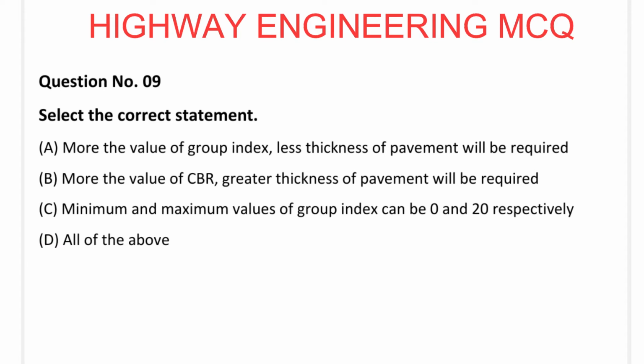So next statement, pick up the correct statement. Option A, more the value of group index, less thickness of pavement will be required; and option B, more the value of CBR, greater thickness of pavement will be required. Option C, minimum and maximum value of group index can be 0 and 20 respectively. Option D, all the above. So the correct answer is C, minimum and maximum value of group index can be 0 and 20 respectively.